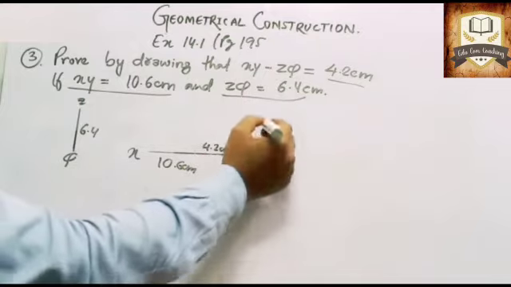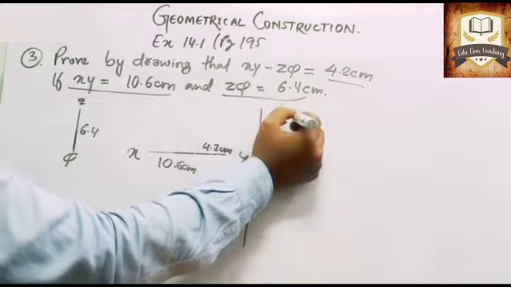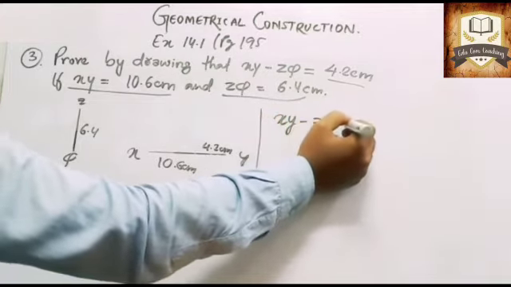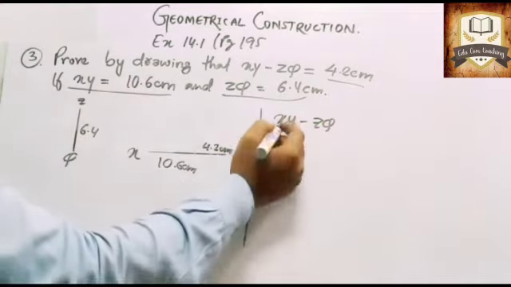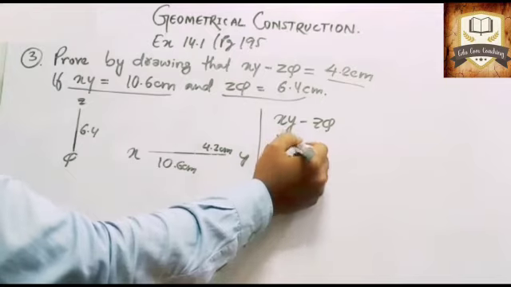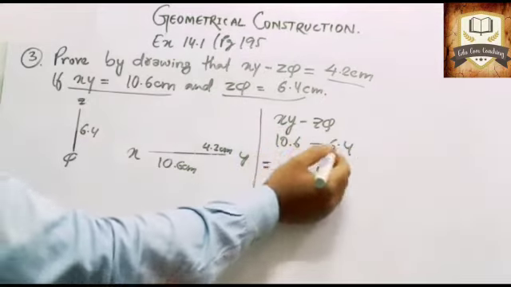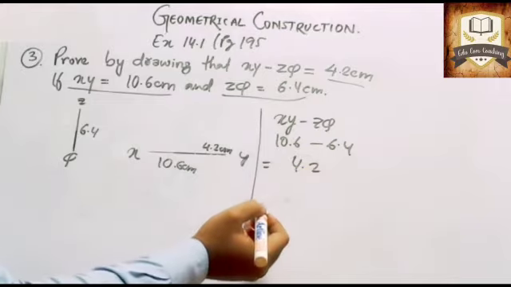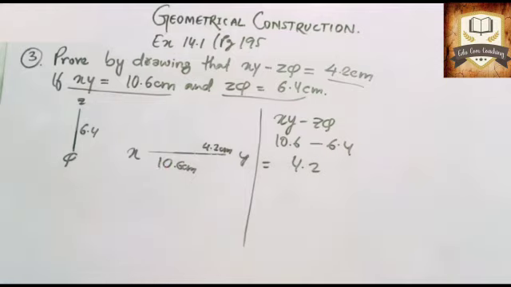Okay, we can solve this by the equation also. XY minus ZQ equals XY, which is 10.6 cm, minus 6.4 cm. So after subtracting this, what will you get? Obviously you will get 4.2. Okay, so this is the way you have to find out.